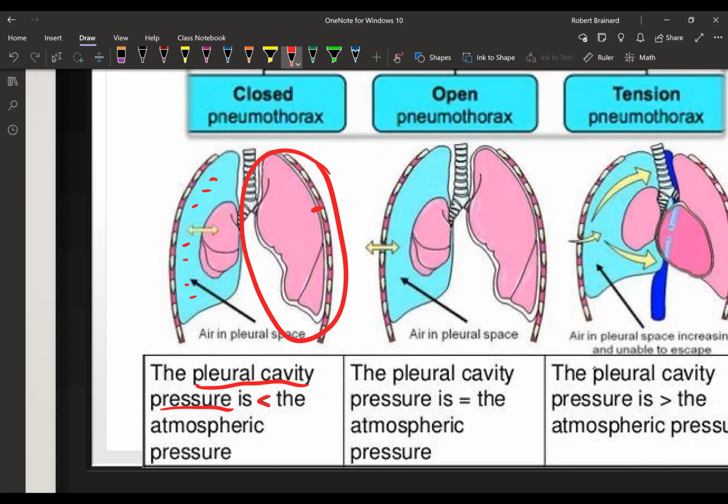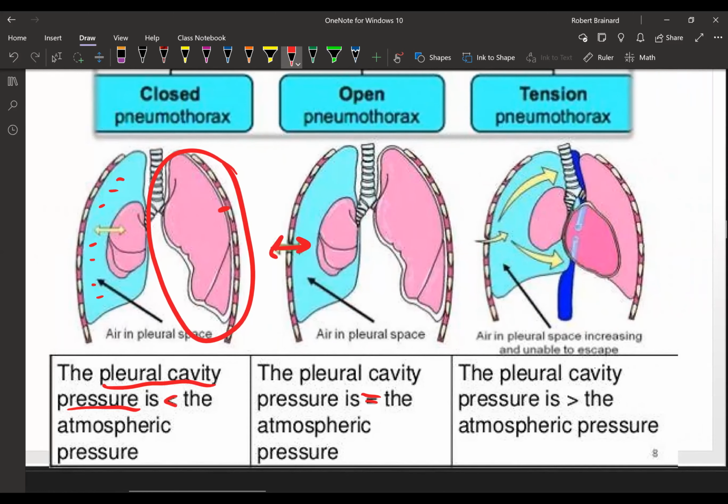But with an open pneumothorax, because air literally is moving from the atmosphere into the pleural cavity, it's going to be equal to it. And then with a tension pneumothorax, what's happening is that this open pneumothorax is allowing air to get in here, and it's closing, like it could be a sucking wound. Every time they inspire, air's moving in, but then on expiration it's closing, so air cannot get out. So if air tries to get out, it can't, because it's like a closing one.